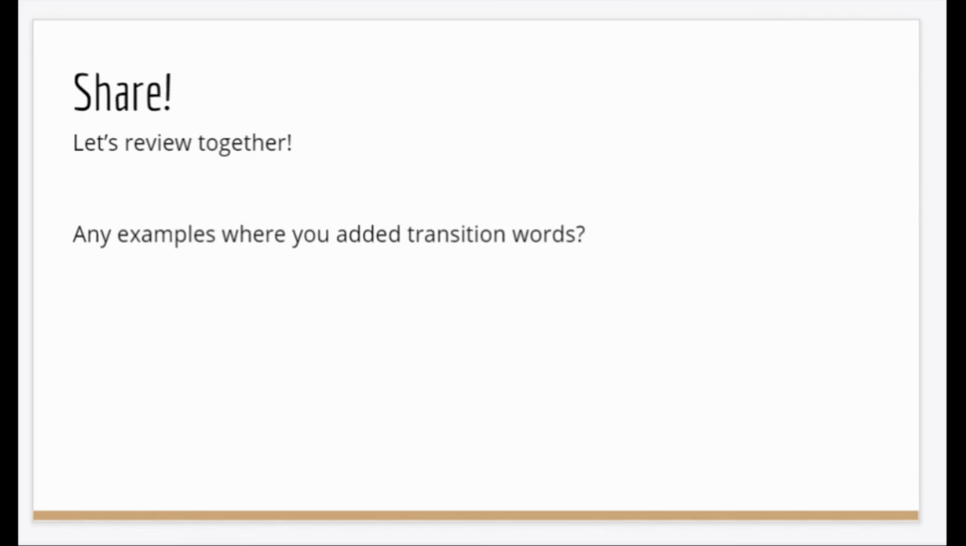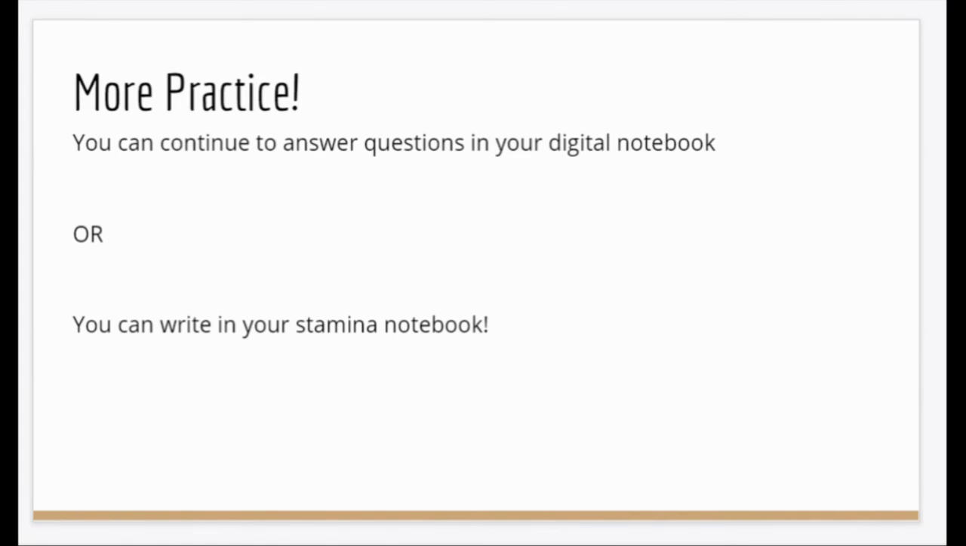All right, writers, welcome back. We're going to take a few moments now to review together, and I'm really excited to hear some examples where you added transition words. After we're done with that, it's time for more practice. You can go ahead and continue to answer questions in your digital notebook or write in your Stamina notebook.